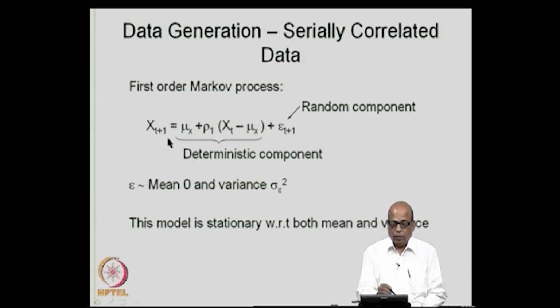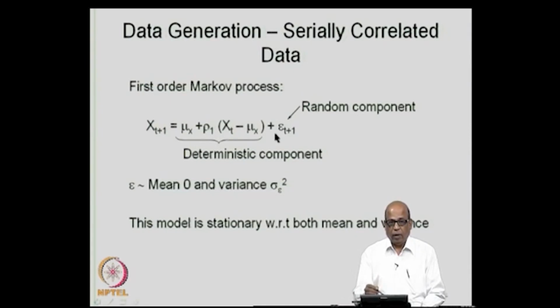So, when we use this and we introduce the random component with the mean of 0 and its own variance sigma e square. So, this random component has a mean of 0 and its own variance sigma e square, and we would like to generate using this model, those values which will have the same mean as mu x and the same variance as sigma x square.